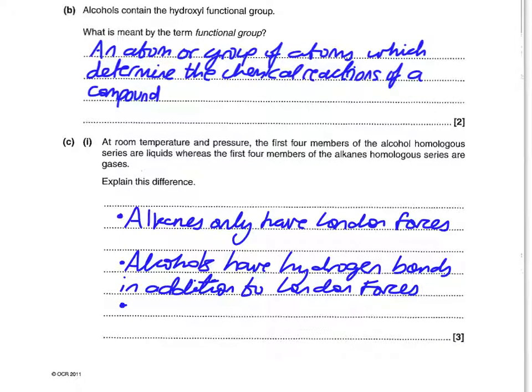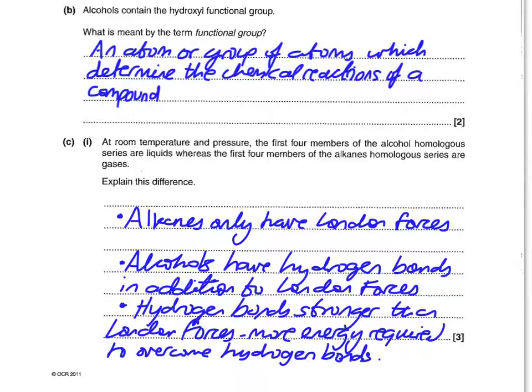So the first thing is to make a comparative statement about alkanes and alcohols in terms of their intermolecular forces, because that's what's going to determine the boiling points. So alkanes only have London forces, but the alcohols also have hydrogen bonding, and the hydrogen bond is stronger than London forces. So therefore, there's more energy required to overcome hydrogen bonds.